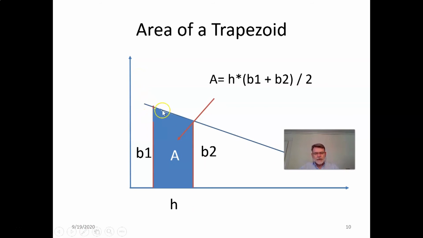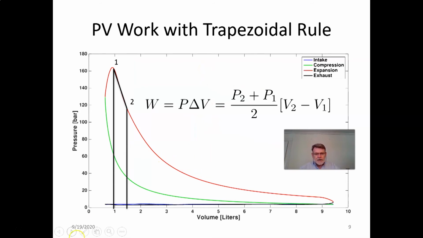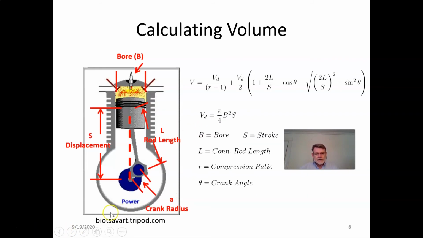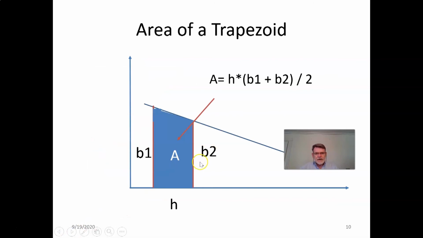Here's our curve. Here you've got the height of the trapezoid. Here you have the first base B1 and the second base B2. And what we want to calculate is the area of that trapezoid. So here it is, this equation: it's the height of the trapezoid multiplied by the sum of the bases B1 and B2 divided by 2. As simple as that.